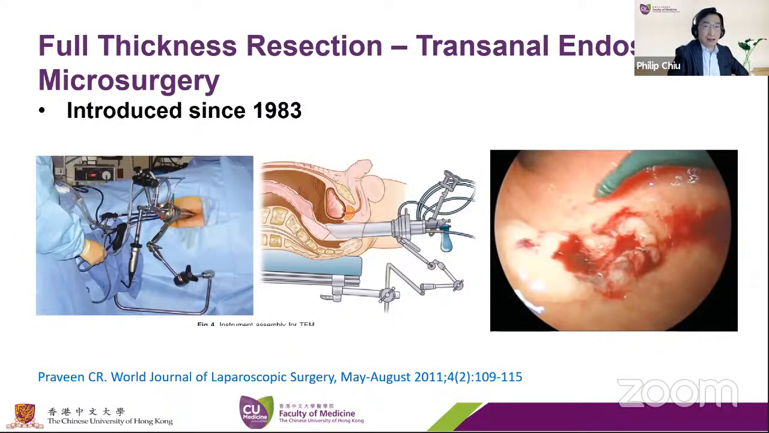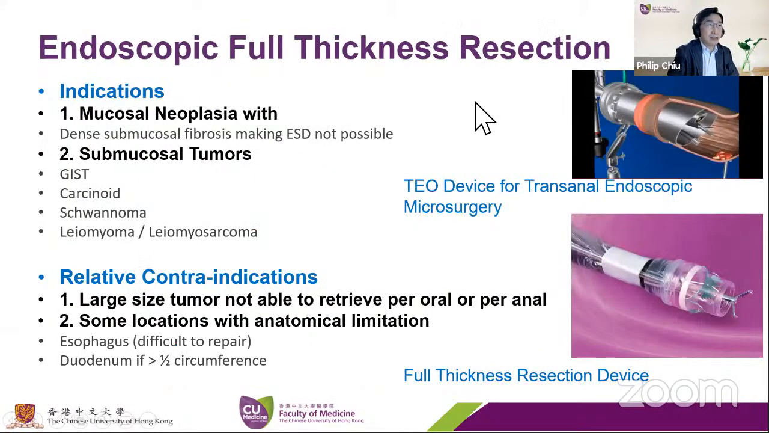The history of full thickness resection comes from the early 1980s, where surgeons in the colorectal arena started to perform full thickness resection over the transanal approach using TEM for resection of early rectal cancer. And nowadays, I think EFTR is indicated for mucosal neoplasia with dense submucosal fibrosis, making ESD not possible, or for some submucosal tumors like GIST, carcinoid, schwannoma, leiomyoma.